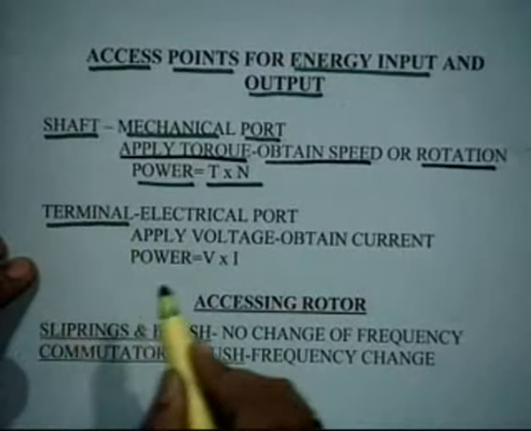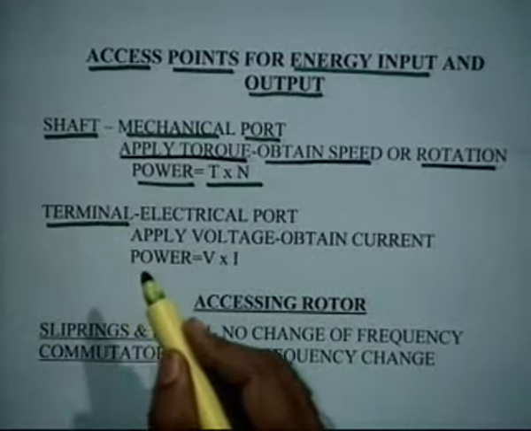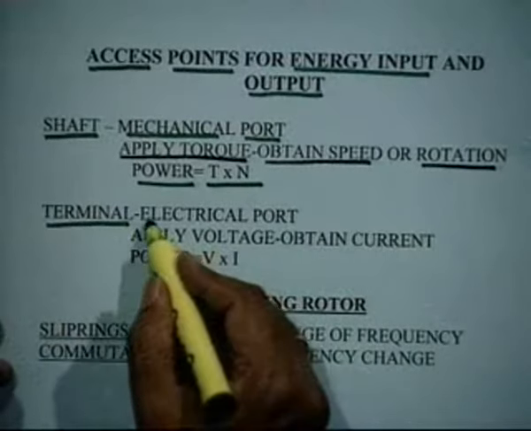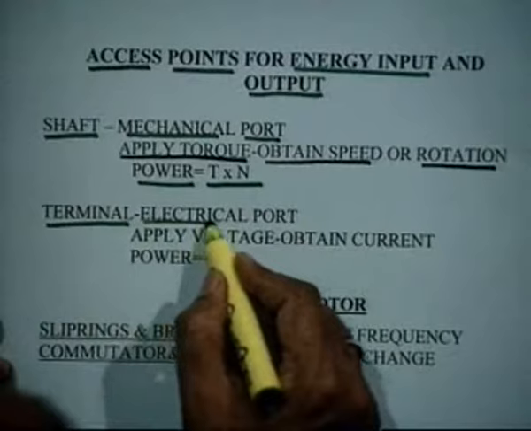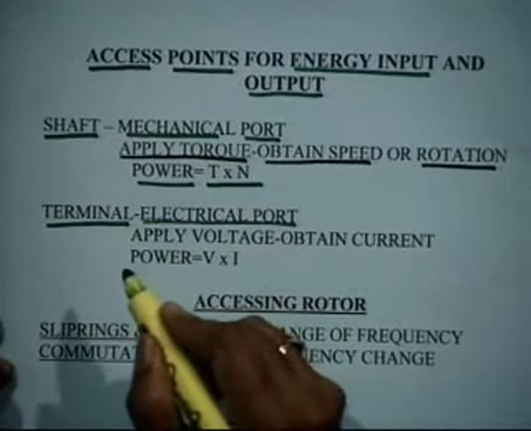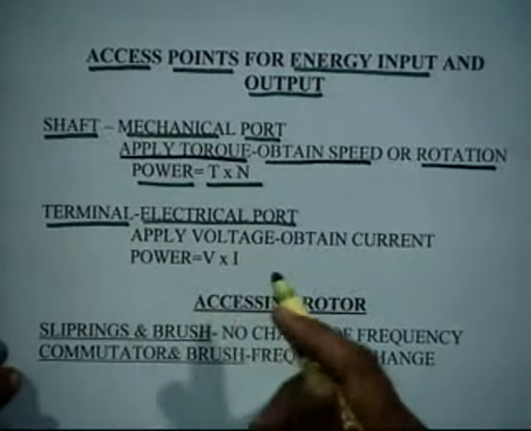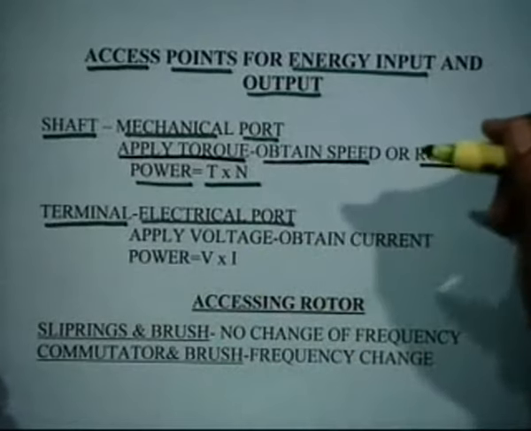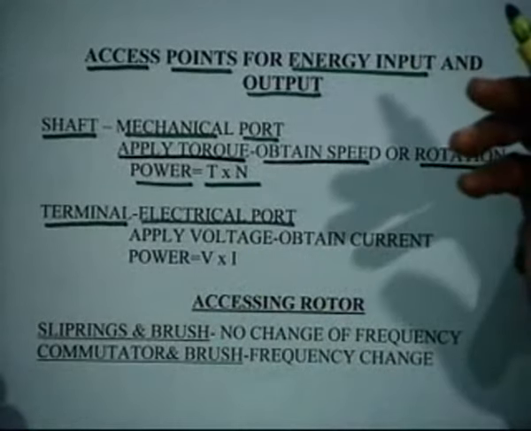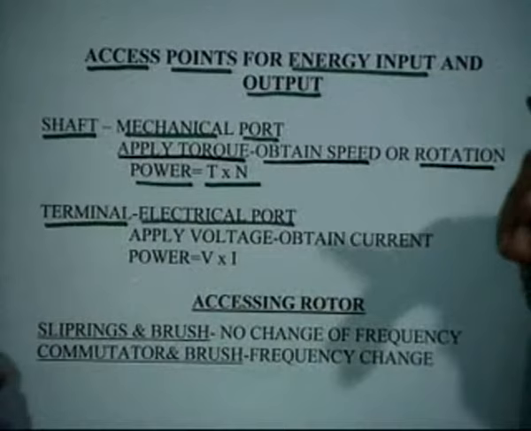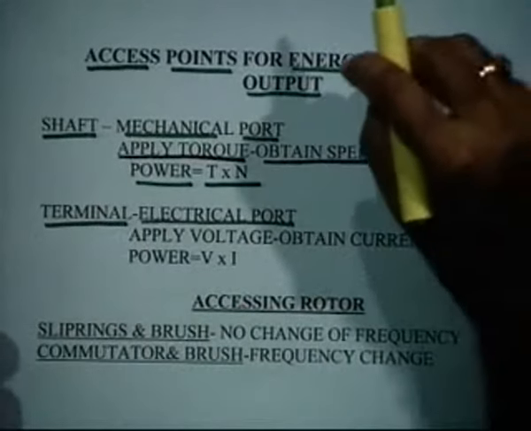So this is as far as the mechanical part is concerned, and then the electrical part you feed through the terminals or take out through the terminals. So that you can call the electrical port. Generally there will be only one shaft, but there is the possibility of several electrical ports, because there will be several terminal pairs from where you can take out energy or through which you can feed energy.